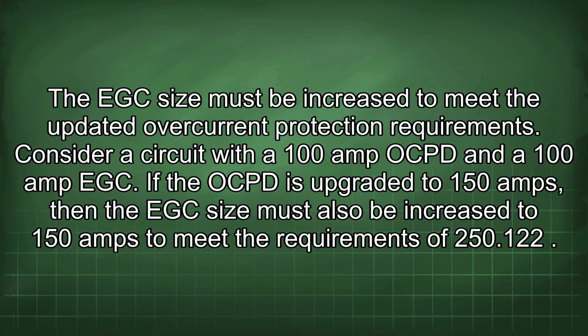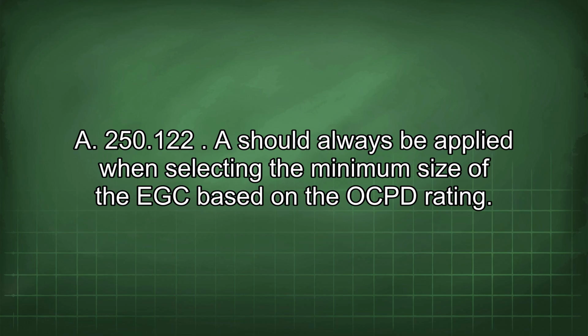Consider a circuit with a 100 amp OCT and a 100 amp EGC. If the OCT is upgraded to 150 amps, then the EGC size must also be increased to 150 amps to meet the requirements of 250.122. 250.122 should always be applied when selecting the minimum size of the EGC based on the OCT rating.